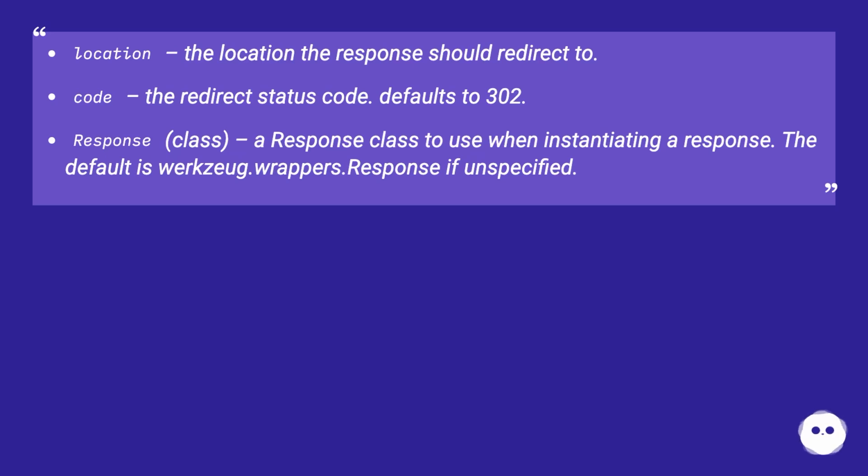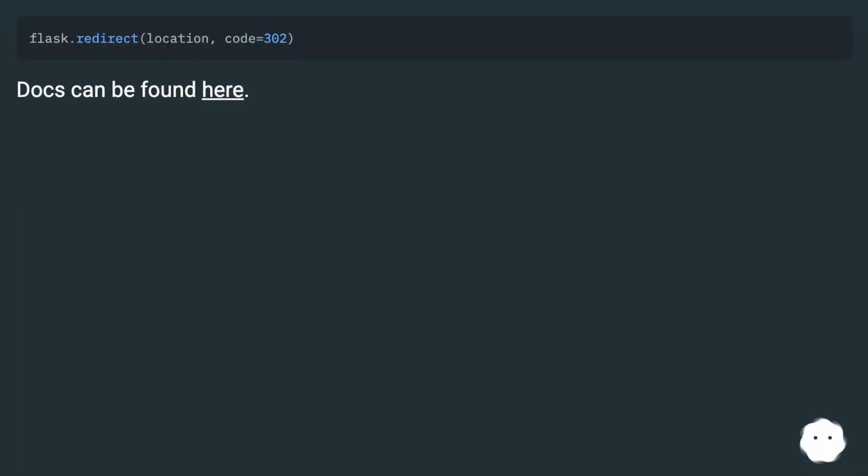Parameters: location, the location the response should redirect to. code, the redirect status code, defaults to 302. Response, a response class to use when instantiating a response. The default is werkzeug.wrappers.Response if unspecified. Docs can be found here.